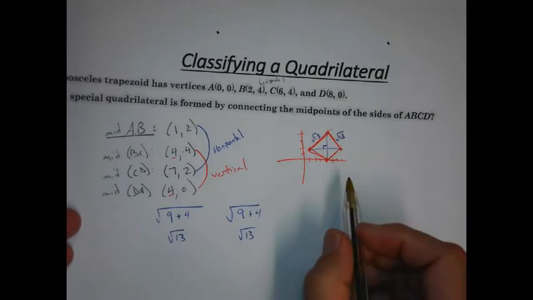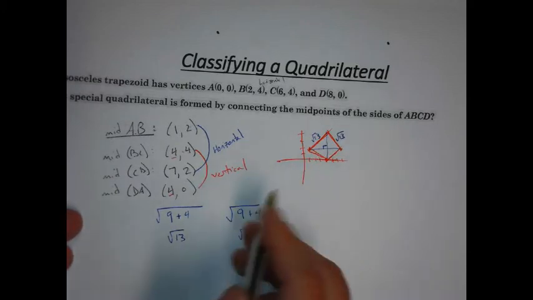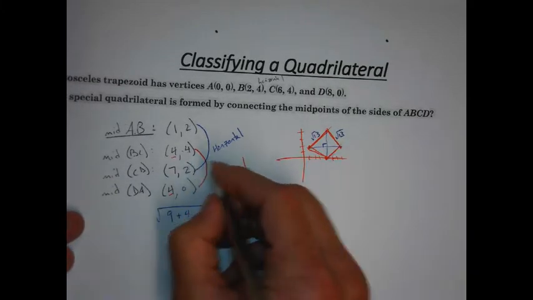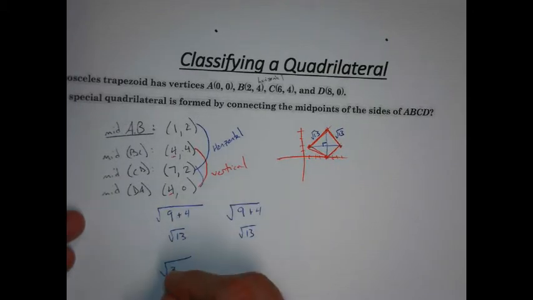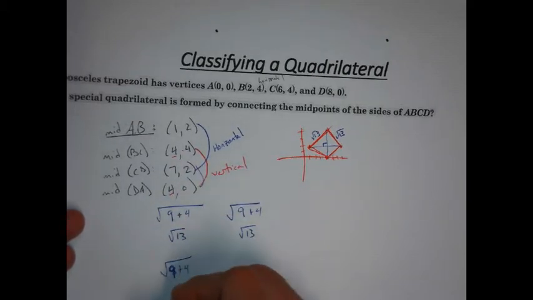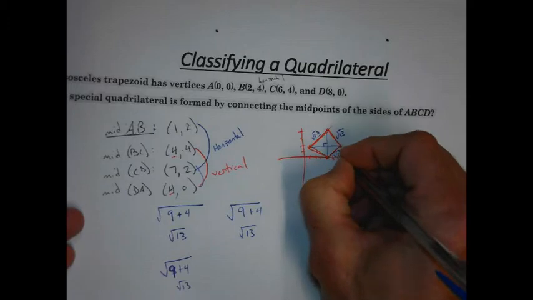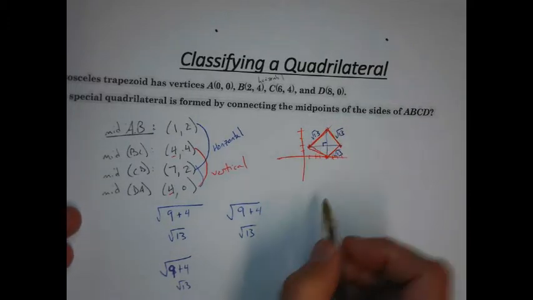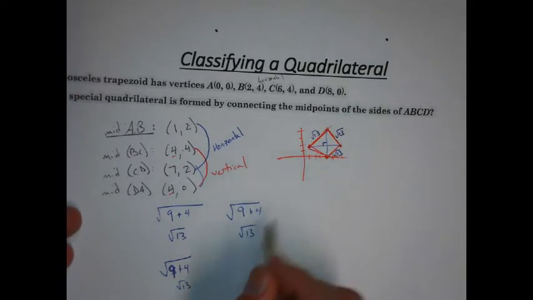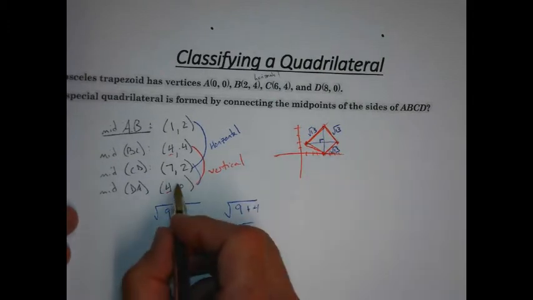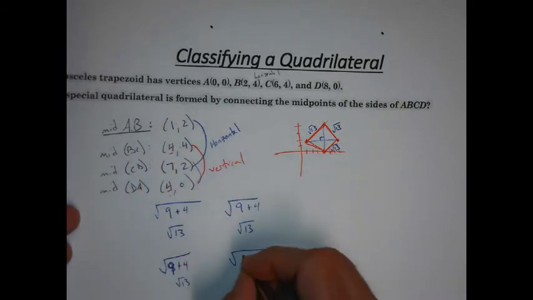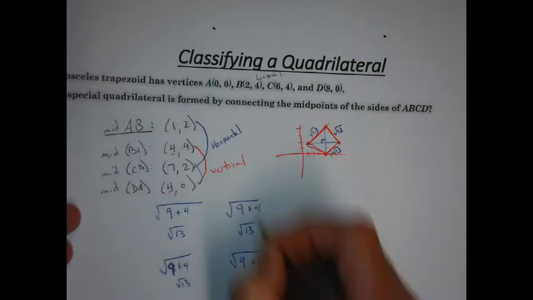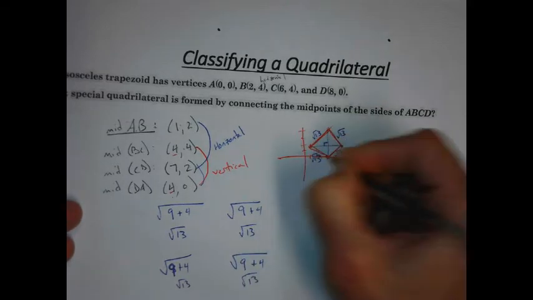It looks like we're going to have a rhombus, right? So let's be sure. What about from 7, 2 to 4, 0? Let's calculate that as well. 7 minus 4 is 3. 3 squared is 9. 2 minus 0 is 2. 2 squared is 4. Once again, square root of 13. And we don't know if it's a parallelogram, do we? No. So let's calculate one more time. From 4, 0 to 1, 2. 1 minus 4 is negative 3. 3 squared is 9. 0 minus 2 is 2. 2 squared is 4. Once again, square root of 13.